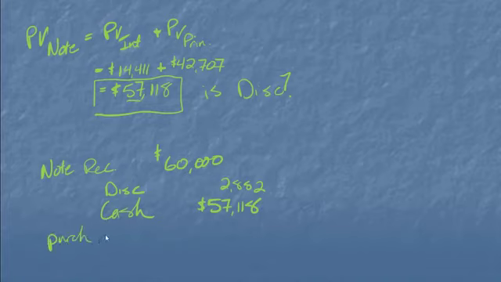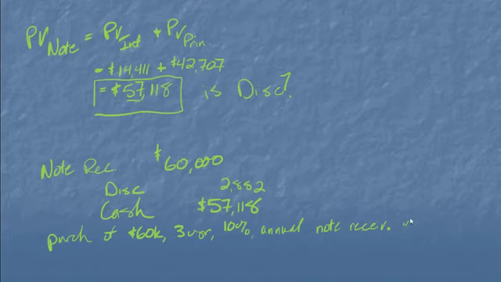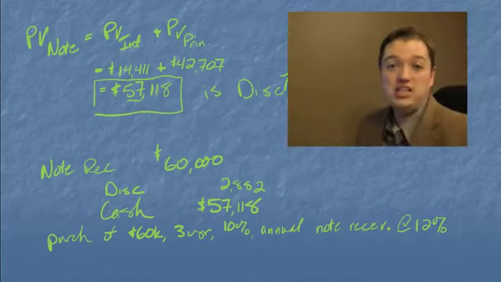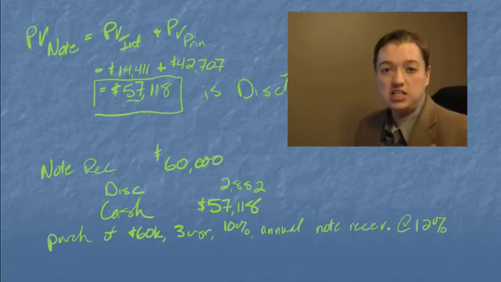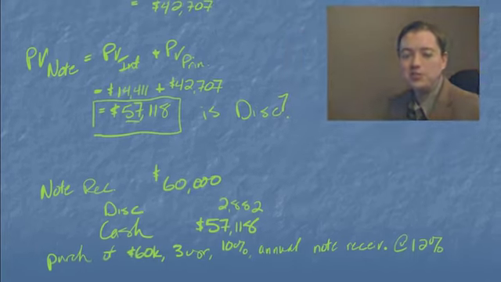And now I need a description. Purchase of a $60,000 3-year 10% annual note receivable at 12%. Now you probably notice I put in a lot more detail than I normally do with the description, and that's because I want to make sure that I have the details I need later as I do the rest of my journal entries associated with the note.